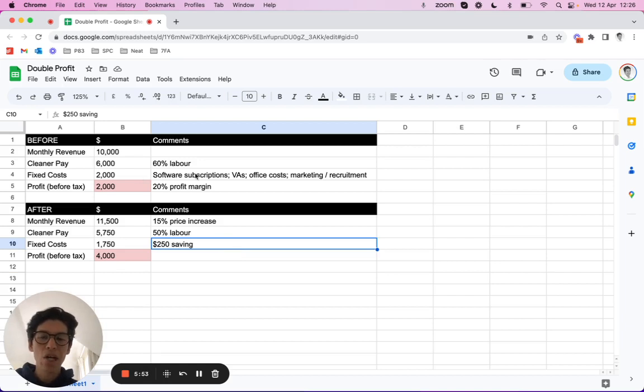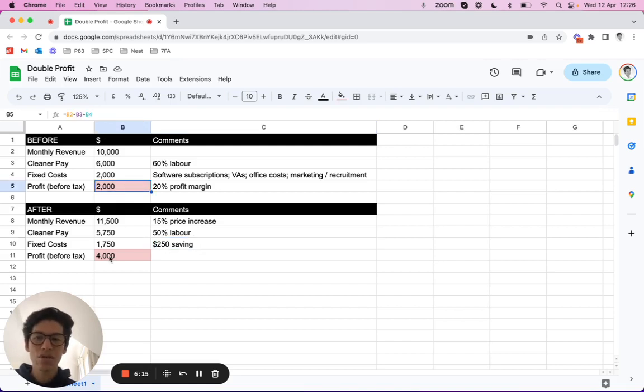So by looking at your costs and getting in touch with these companies to see if you can make a reduction, it should be fairly simple to make this $250 reduction. If we make these three changes, we double the amount of profit. We go from 2,000 to 4,000. A 15% price increase on 10,000 is 11,500. Rather than paying 60% labor, we pay 50%. And rather than paying $2,000 in fixed costs each month, because of these savings we're making $250 savings, so that goes down to 1,750. If we take these costs away from the revenue, we actually get to 4,000.